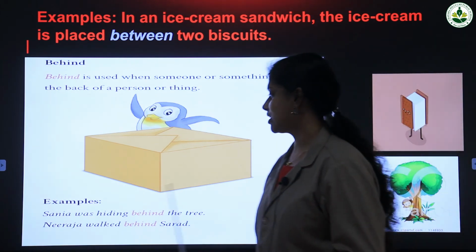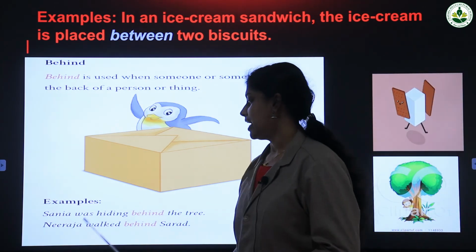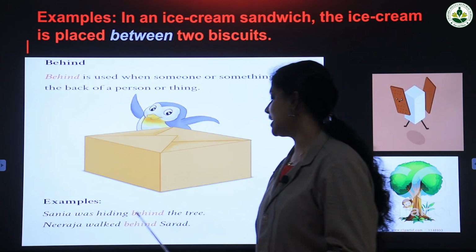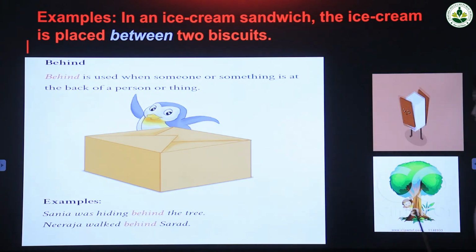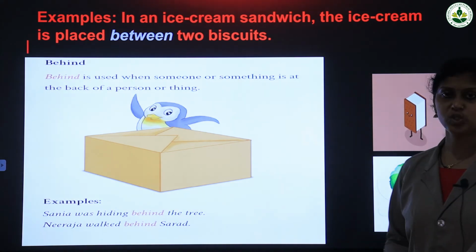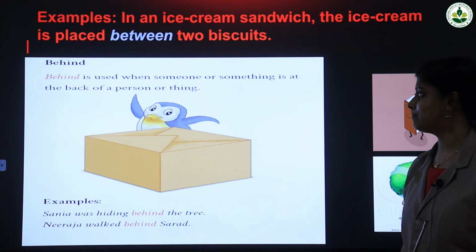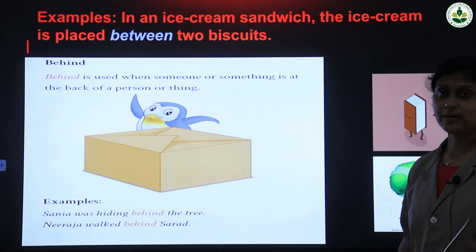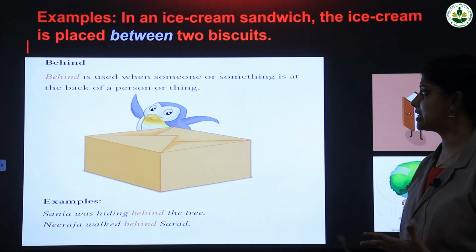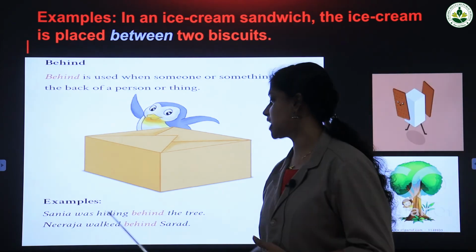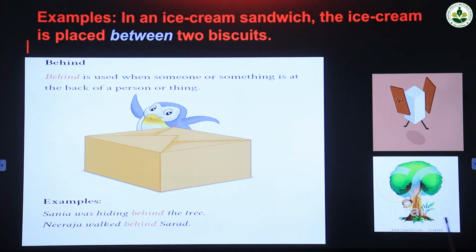Okay, look at these examples. First one, Sania was hiding behind the tree. We already saw that the preposition behind is used when someone or something is at the back of a person. Here Sania was hiding behind the tree.